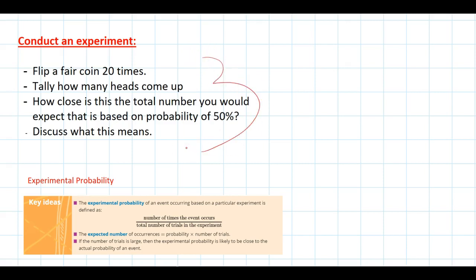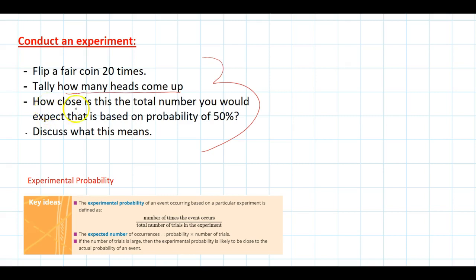We know that if we flip a coin, we've got a 50-50 chance of it landing heads or tails. I want you to actually flip a coin 20 times and tally the results. Tell me how many times heads actually comes up when you flip a coin 20 times. Once you've done that, I want you to answer these few questions.